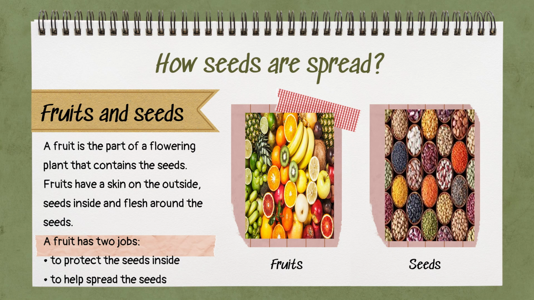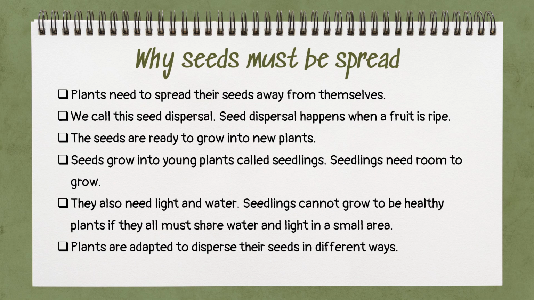Fruit and seeds. A fruit is the part of a flowering plant that contains the seed. Fruit have a skin on the outside, seeds inside and flesh around the seeds. A fruit has two jobs: to protect the seeds inside, and to help spread the seeds. Why must seeds be spread?